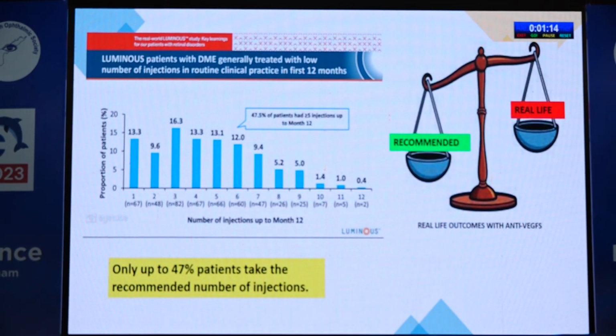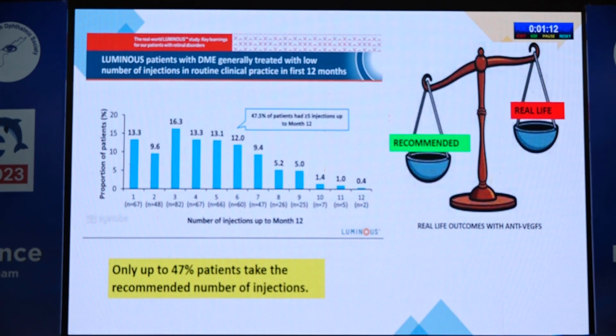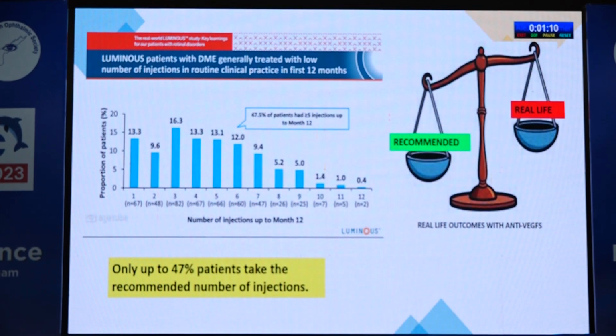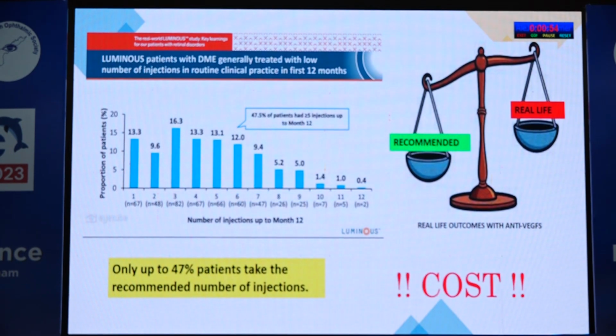I would like to add that real-world outcomes with anti-VEGFs do not correspond with the clinical studies. The LUMINOUS study, a real-time observational prospective study, has shown that only up to 47% of patients actually take the recommended number of injections. So this real-life scenario is very much different from the RCT recommendation. And the main reason is the cost of the innovator molecule.